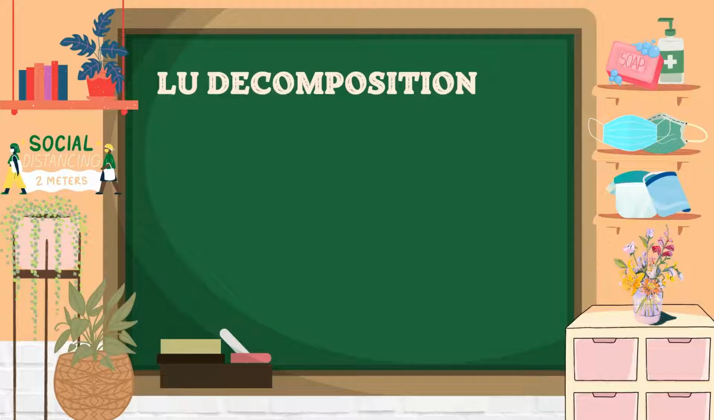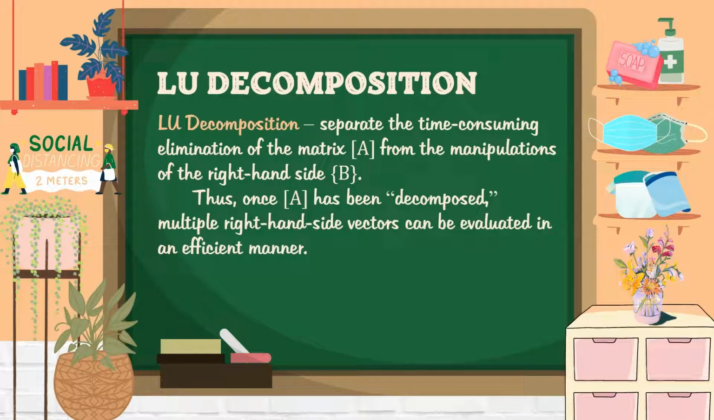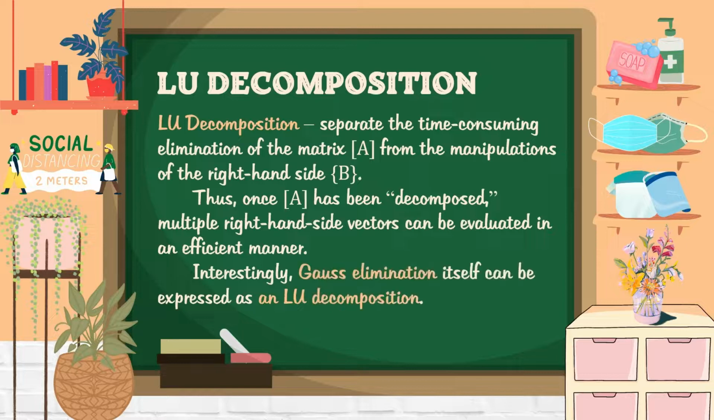So recall, the Gauss elimination involves two steps, forward elimination and back substitution. Of this, the forward elimination step comprises the bulk of the computational effort. This is particularly true for large systems of equations. So LU decomposition separates the time-consuming elimination of the matrix A from the manipulation of the right-hand side B. Thus, once the coefficient matrix A has been decomposed, multiple right-hand side vectors can be evaluated in an efficient manner.